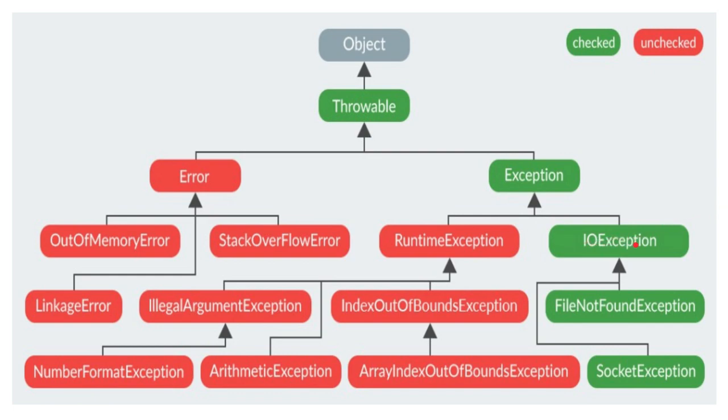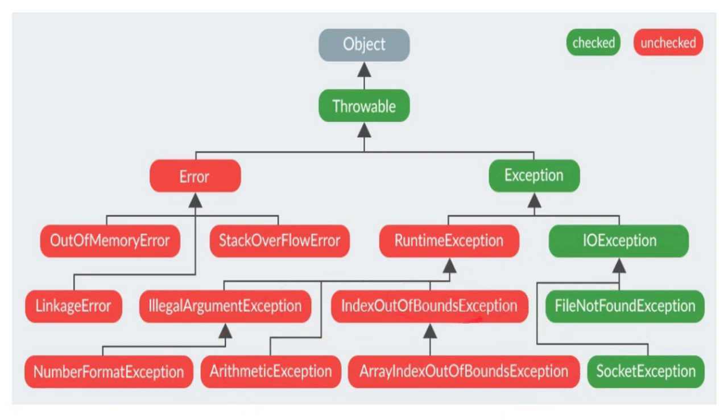So at compile time, it will come like file not found exception, socket exception. Okay, and in the runtime exception, you can get illegal argument exception, index out of bound exception. In that hierarchy, you can get number format exception, arithmetic exception, array index out of bound exception. So these are some basic implemented classes.